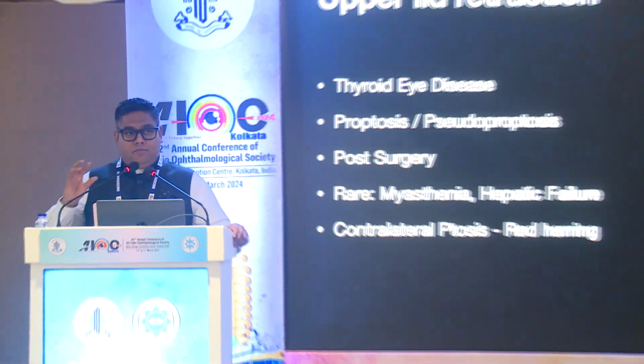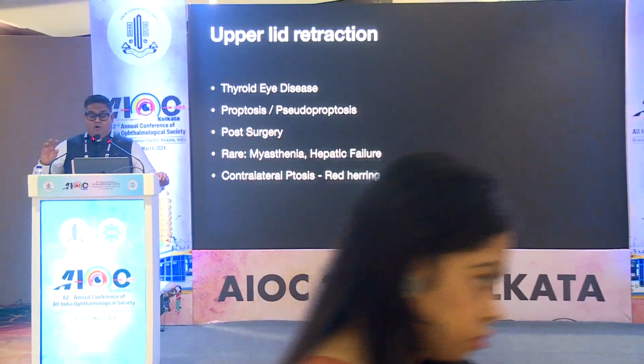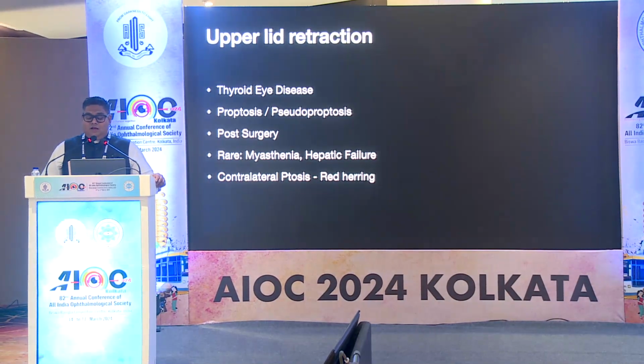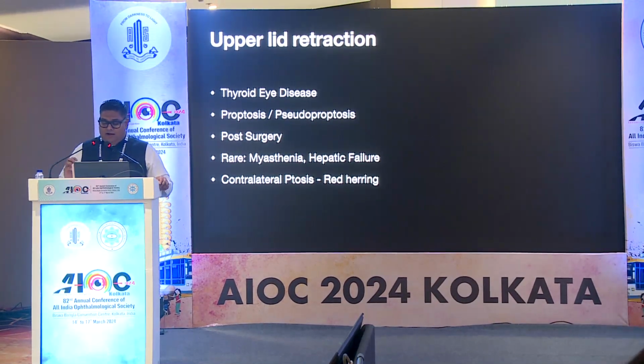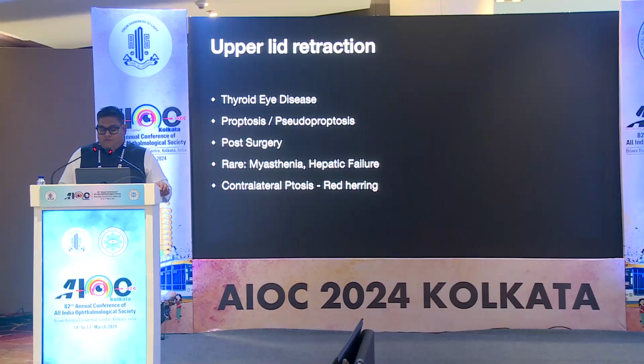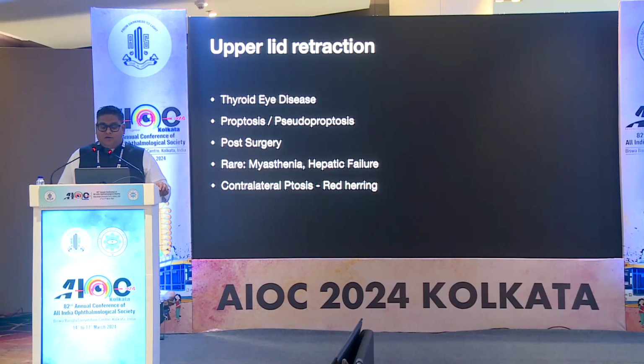So, lid retraction. I've divided this broadly into two topics: upper lid retraction and lower lid retraction. There can be many causes of upper lid retraction, the most common, of course, being thyroid eye disease. Pseudoproptosis or proptosis can also give the appearance of lid retraction purely by the physical outward projection of the eyeball, which gives the illusion of lid retraction.